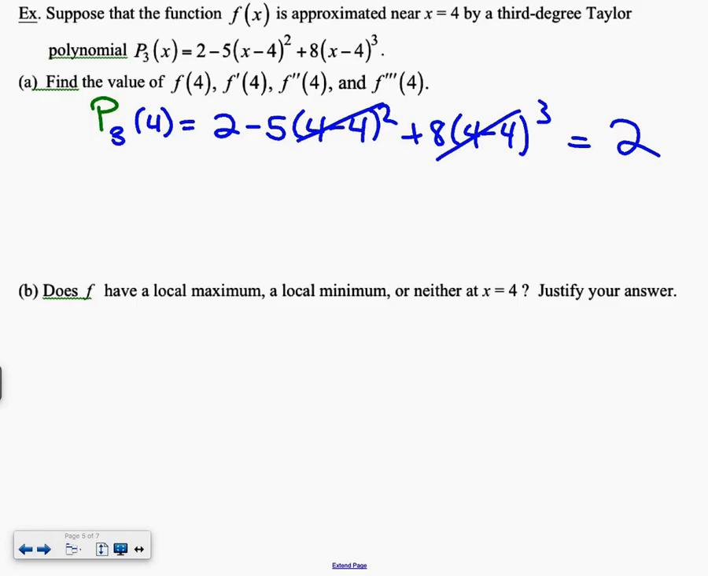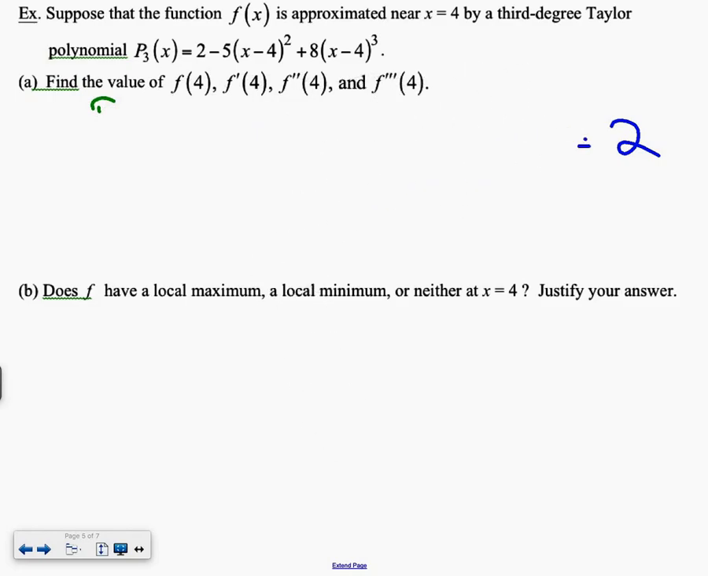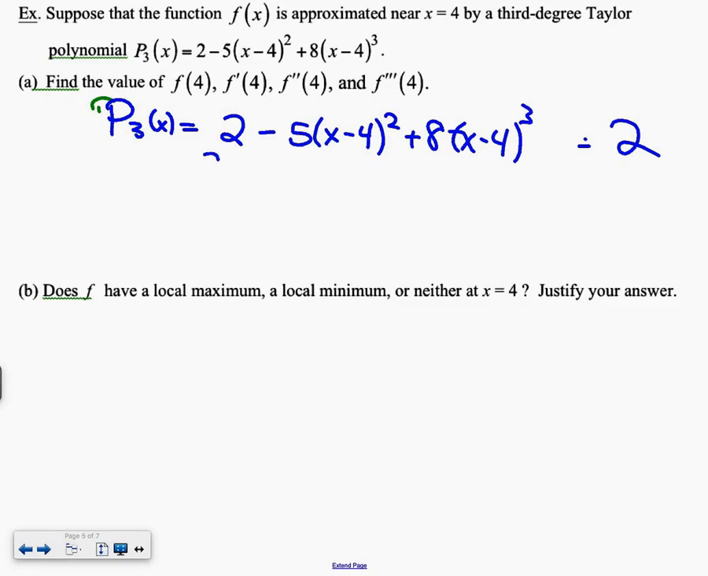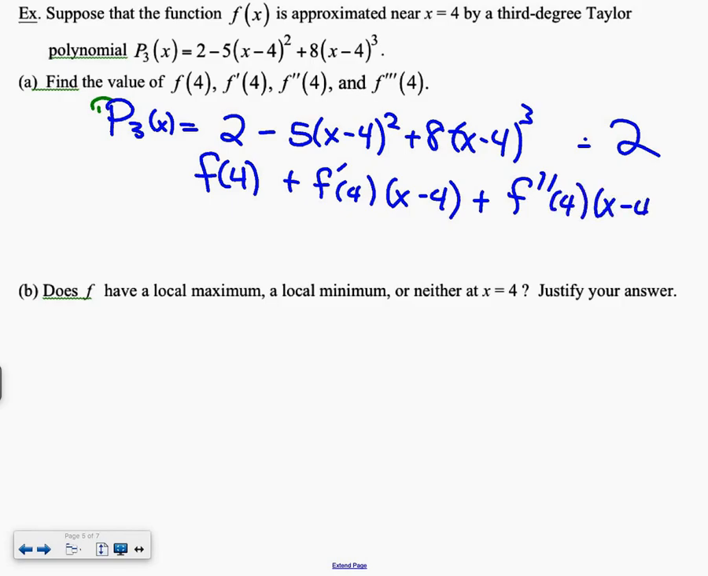Okay, I'm going to compare this. I should have just done it this way. I'm going to compare it with the definition. Let me change my mind. All right, so let me rewrite this. Okay, so the definition was P3 of 4 would be f of 4 plus f prime of 4 times x minus 4, right? The next term would be f double prime of 4 times x minus 4 squared divided by 2 factorial.